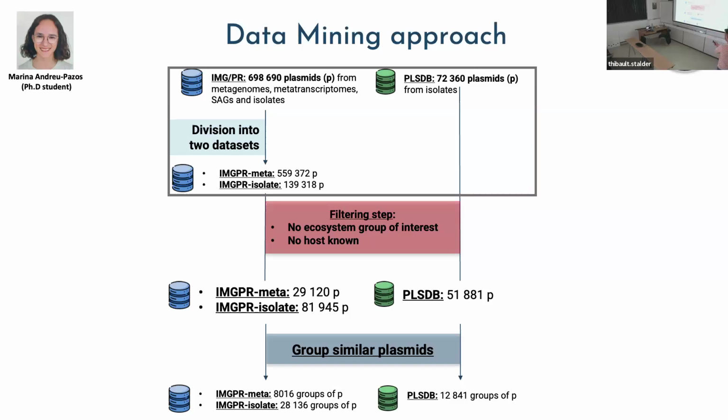So after filtration for ecosystems that are well identified and hosts identified, we obtained about 30,000 plasmids for the EMGPR database, 80,000 for the isolate, and about 50,000 for the PLSDB plasmid. And then we group those plasmids by identity. So we're basically trying to group all the plasmids that are very, very similar to each other. And we obtained all those groups: 8,000 for the metagenome database, 30,000 for the isolate, and 12,000.